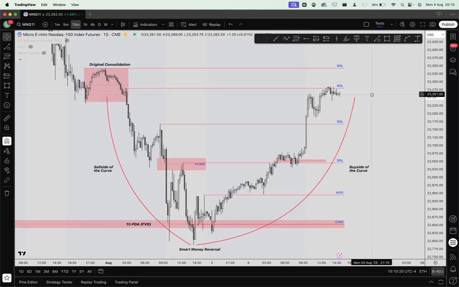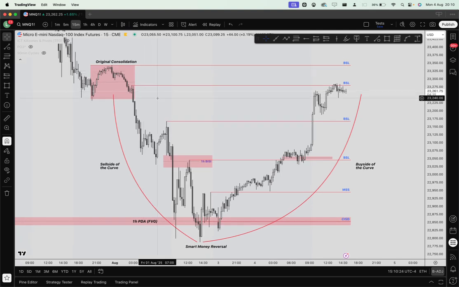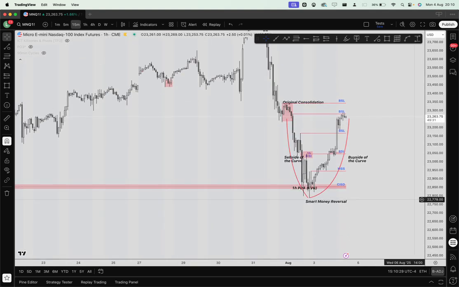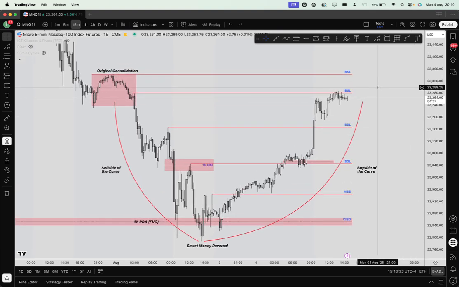So let's break it down into a bit more detail so you guys understand what to look for, and the fact that this is completely fractal will also help in your trading, and I'll explain that in a bit more detail in just a minute. So starting from the left-hand side, we have the original consolidation. Now price is deciding where it wants to go.